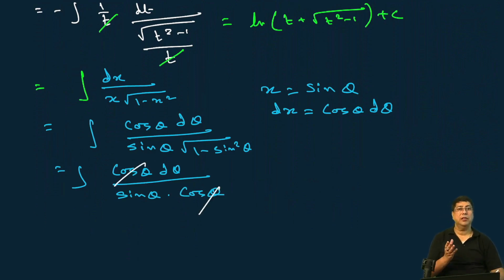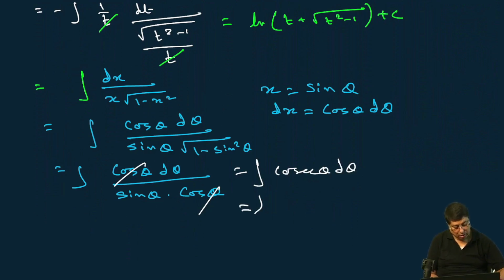So 1 by sin theta is cosec theta. So integration of cosec theta is log tan(theta by 2) plus c. Otherwise, minus log of cosec theta plus cot theta.